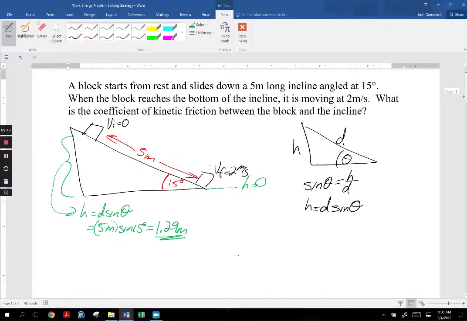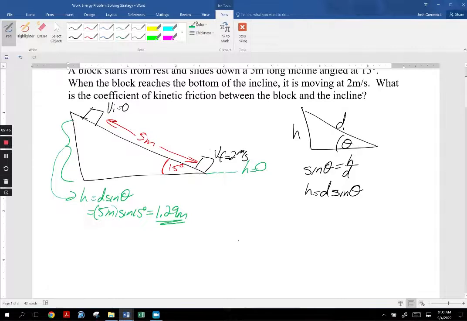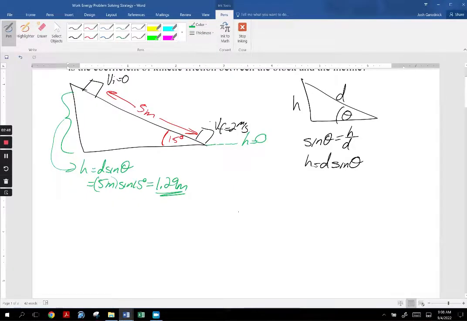All right, your next step is to write out the work-energy theorem, which is the initial kinetic energy plus the initial potential energy due to gravity. AP, if you're watching this, you know that that is referenced as UG, but it's the same thing. Plus any work done by an external force, equals final kinetic energy, plus final gravitational potential energy.